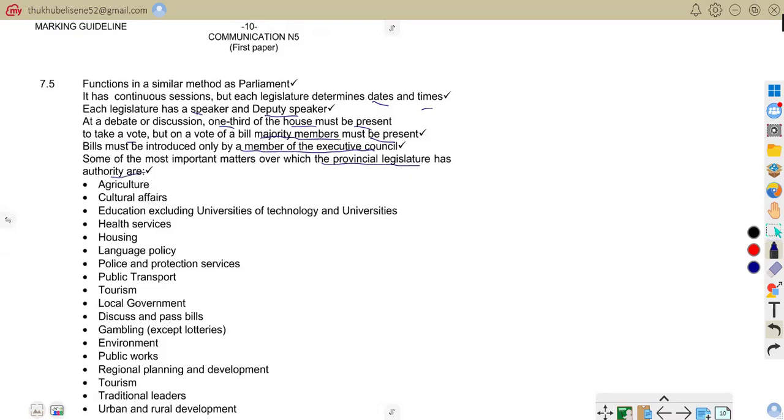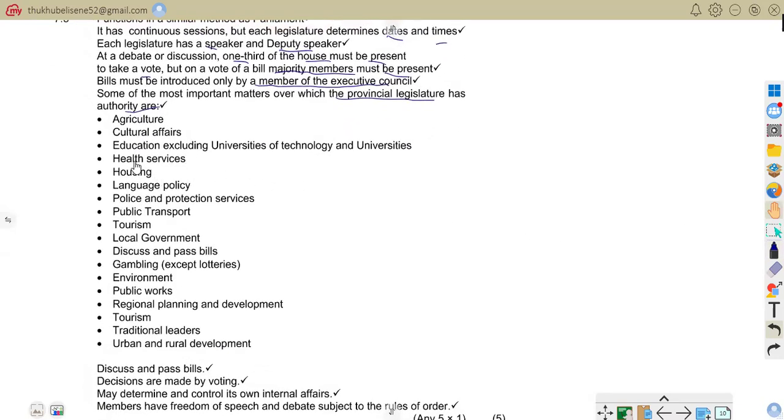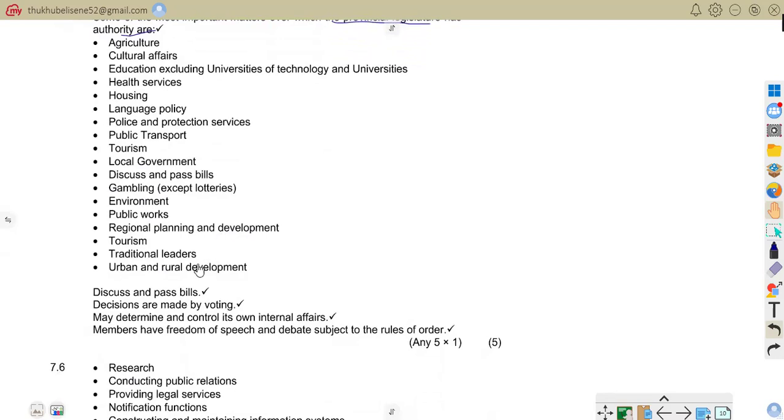This is what we're going to talk about: agriculture, cultural affairs, education excluding universities of technology and universities, health services, housing, language policy and protection services, public transport, tourism, local government, gambling except lotteries, environment, public works, regional planning and development, traditional leaders, and urban and rural development. Also, they are going to discuss and pass bills. Decisions are made by voting, and they may determine control of their own internal affairs. Members have freedom of speech and debate subject to the rules of order.